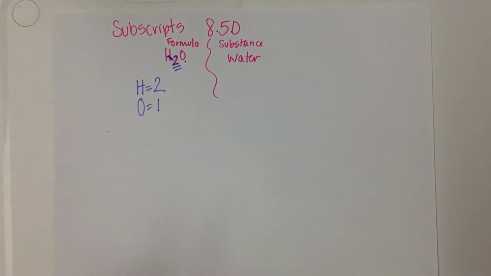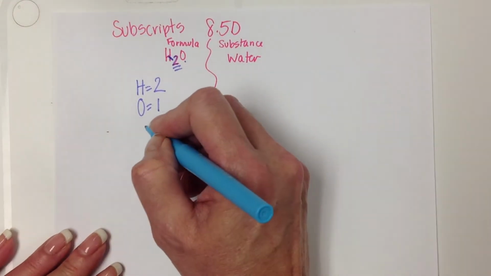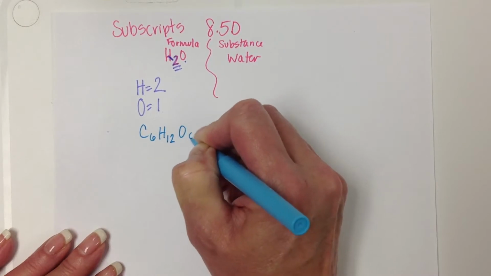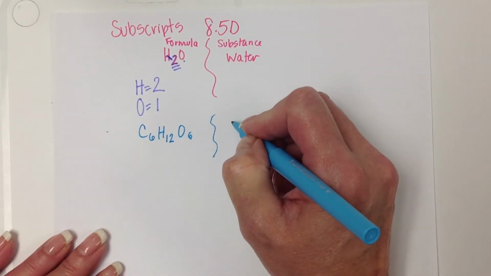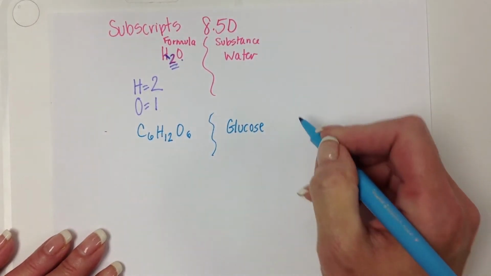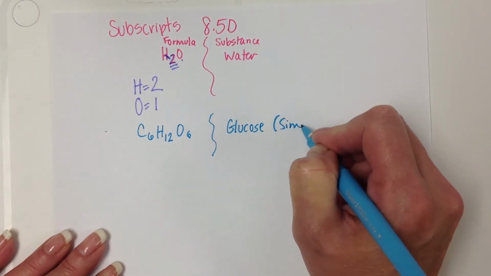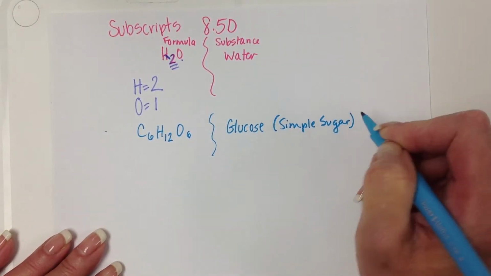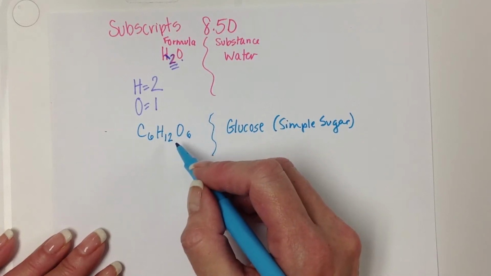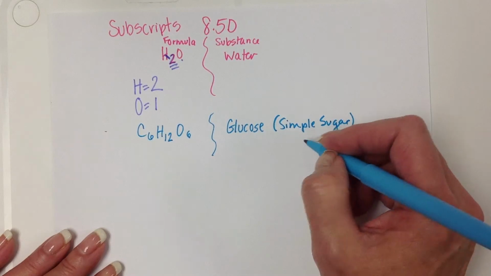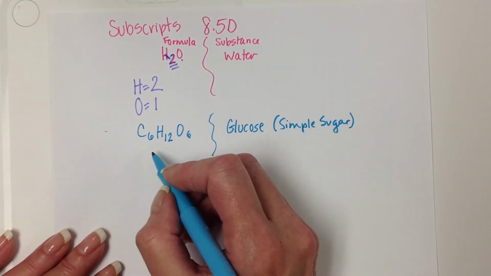Okay, let's try this again. Let's try it on something a little bit more complex. How about glucose? C6H12O6. And this is glucose. This is a simple sugar the plants make during photosynthesis. It's not the sugar we eat, unless we're eating fruit, but it's not table sugar.